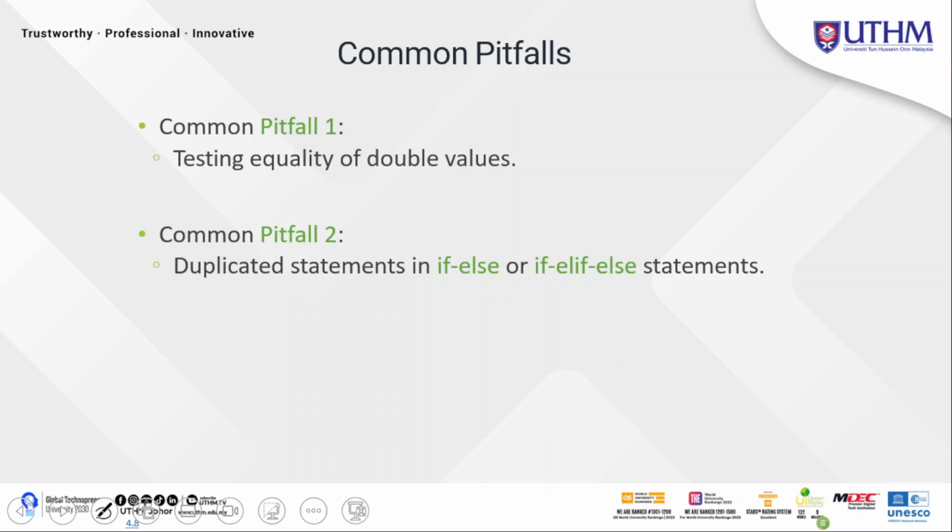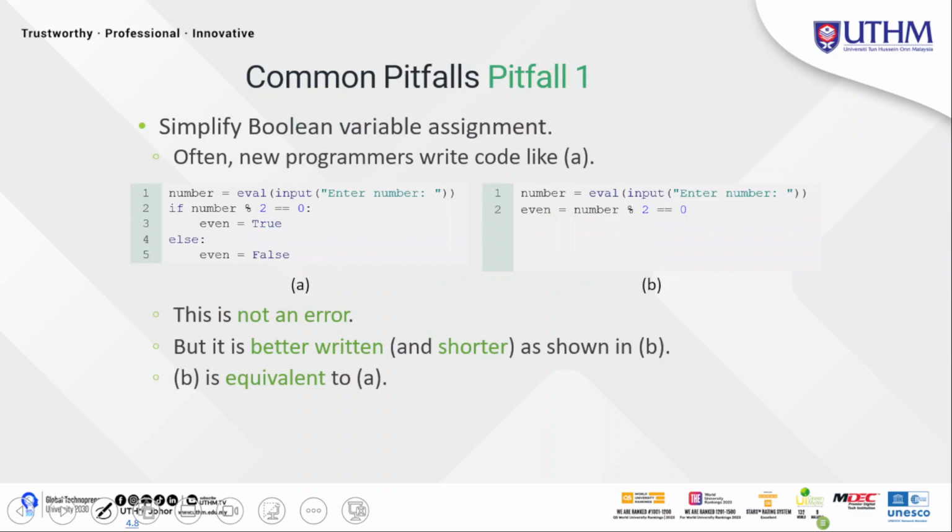Pitfall 1 and pitfall 2: testing equality of double values, and duplicated statements in if else statements. Okay, let's see. Simplify Boolean variable assignment. Often new programmers write code like A. Number equals eval input, enter a number. If the number entered by the user is divisible by 2 and the remainder is 0, it's an even number, which is true. Else, even is false. This is not an error, but it's better written and shorter as shown in B here. So A is still correct, but you can still write it shorter.